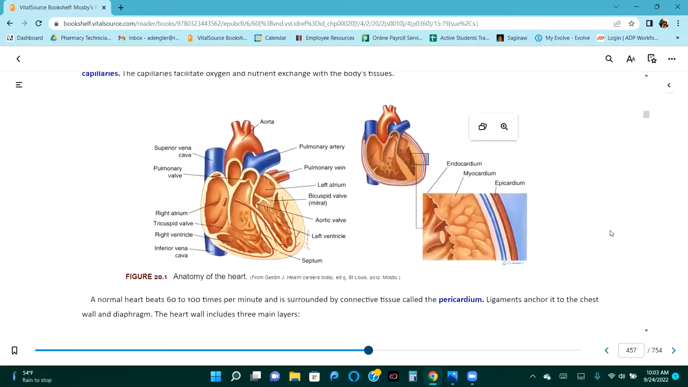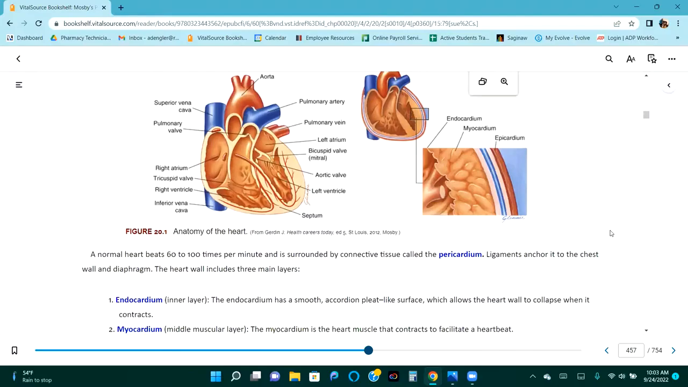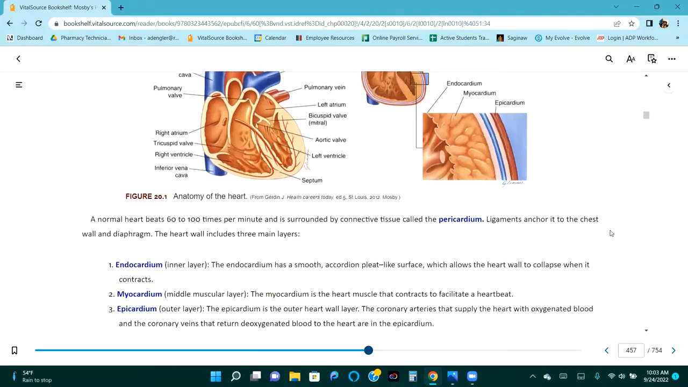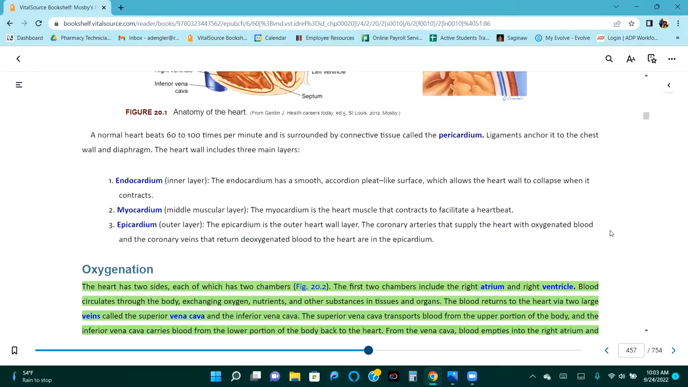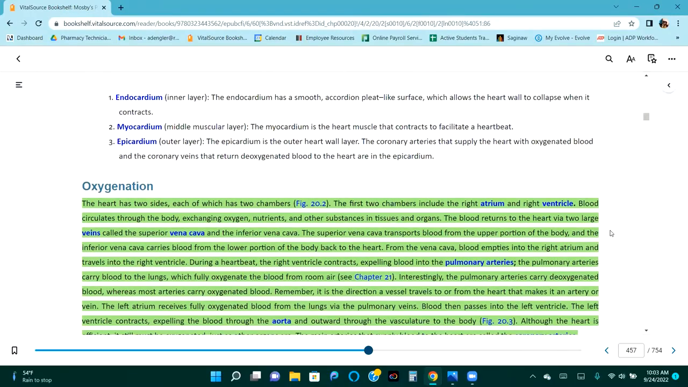Figure 20.1 depicts the anatomy of the heart. A normal heartbeat is 60 to 100 times per minute, and it is surrounded by connective tissue called the pericardium. Ligaments anchor it to the chest wall and diaphragm. The heart wall has three main layers: the endocardium, the inner layer; the myocardium, the middle, muscular layer; and the epicardium, the outer layer.